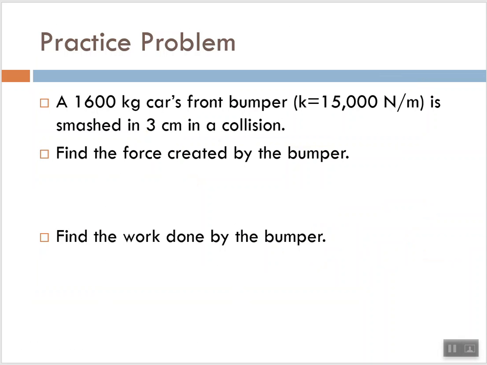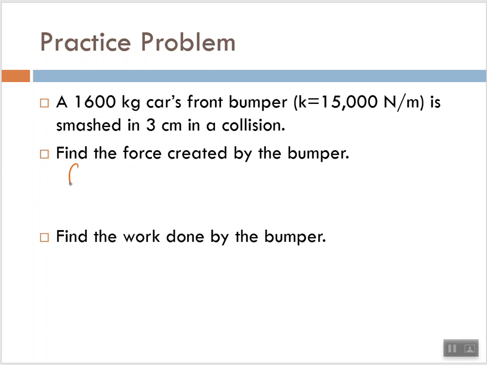Okay, so we have here a 1,600 kilogram car's front bumper has a spring strength, or an elastic strength, we could say. However you want to word it, I really don't care. 15,000 newtons per meter. That means if you were to push this bumper in a meter, which would probably be a little bit impossible, but you can get it to move or bend it, is smashed in 3 centimeters in a collision. Find the force created by the bumper.